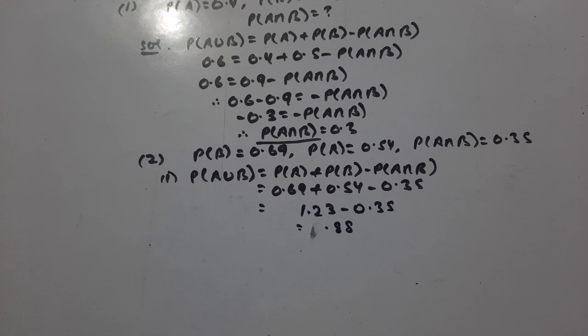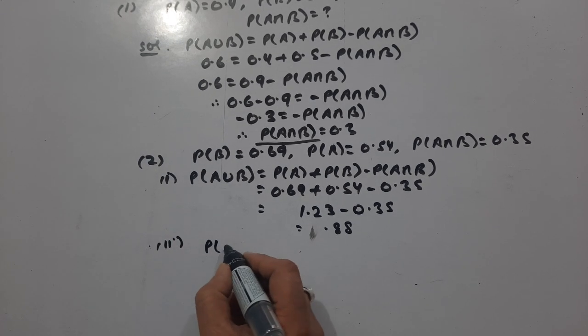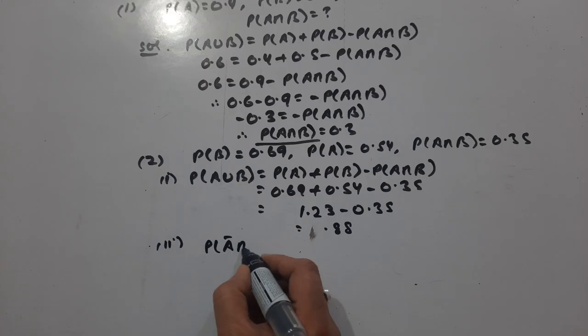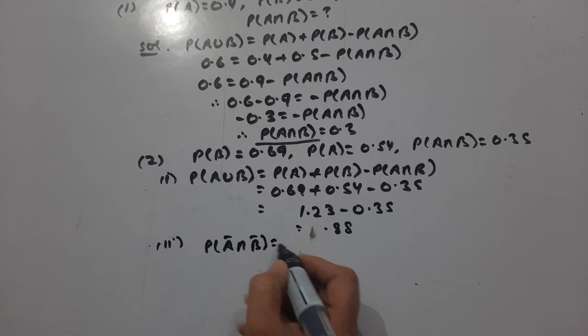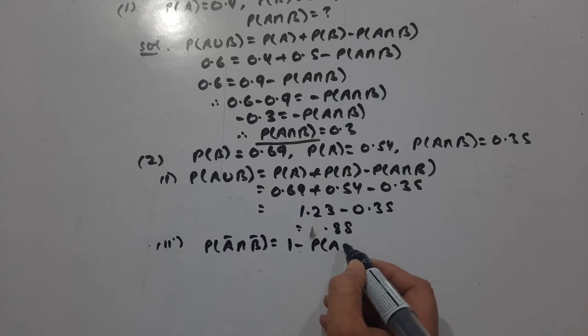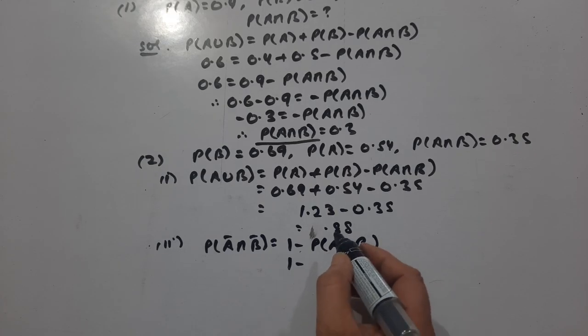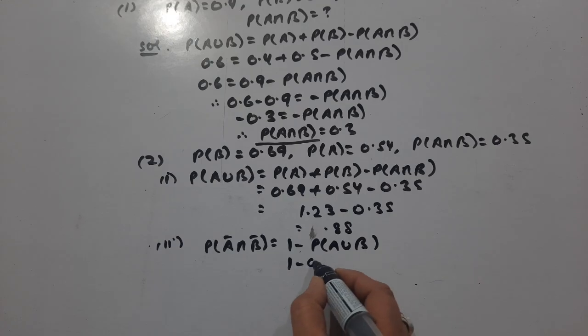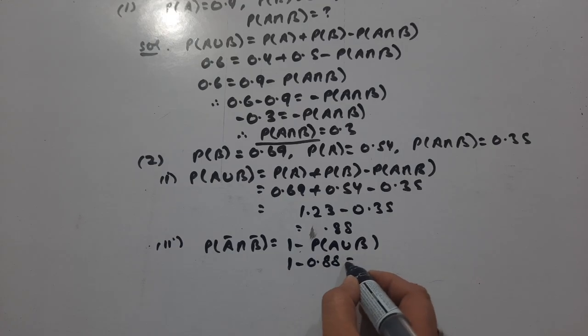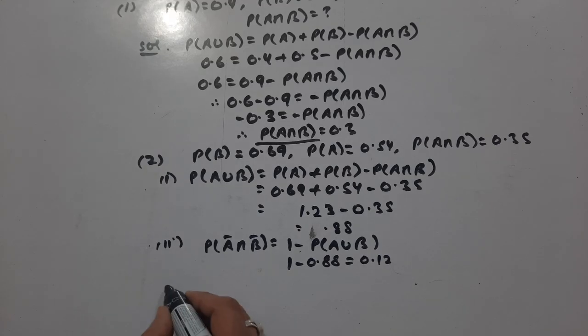Now the second part. The second part is P of A bar intersection B bar. So this is equal to 1 minus P of A union B, and the value of A union B from the first part is 0.88. So this is equal to 0.12. So P of A bar intersection B bar is 0.12.